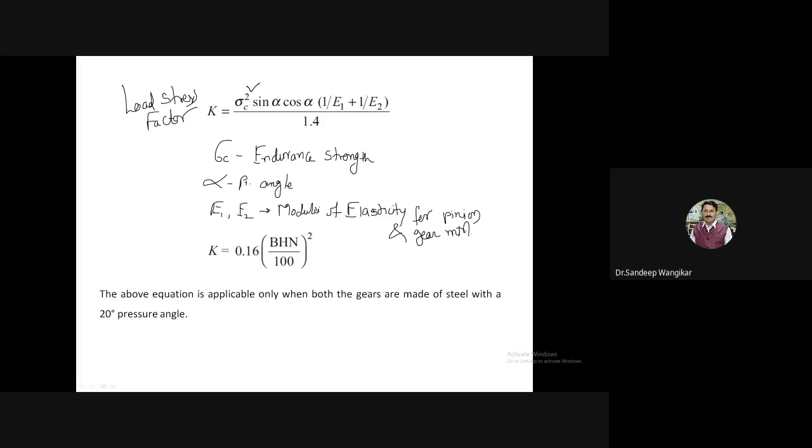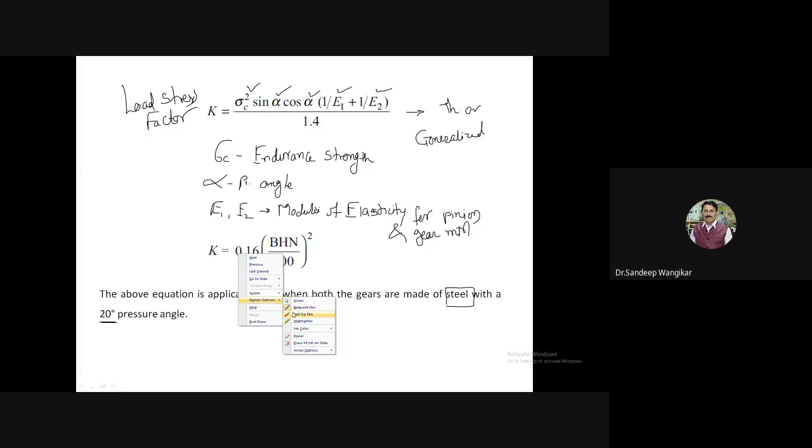The different things are given like this. See here. Sigma C is the surface endurance strength, alpha is the pressure angle, and E1 and E2 are the moduli of elasticity for pinion and gear material. If you substitute all these values, then you will get the value of K. This is the theoretical or generalized formula. Now, generally, our gears are made up of steel material, and generally the maximum pressure angle is 20 degree. So by considering the gears are made up of steel material, it is mentioned here both the gears are made up of steel material and with 20-degree pressure angle.